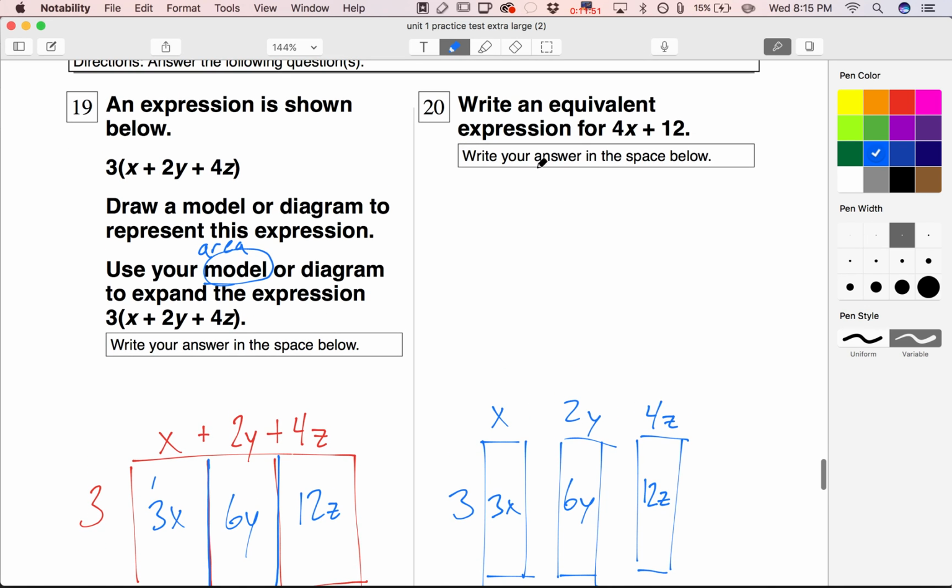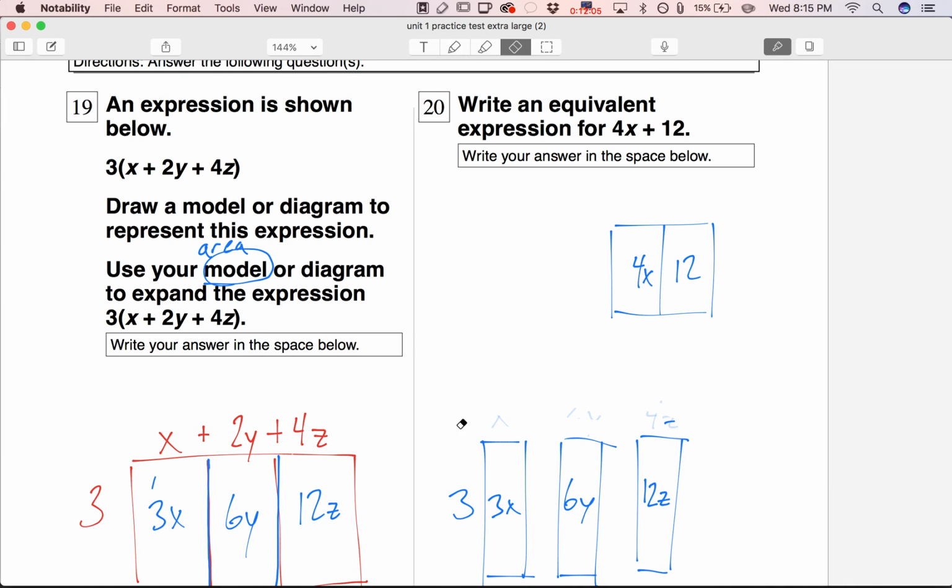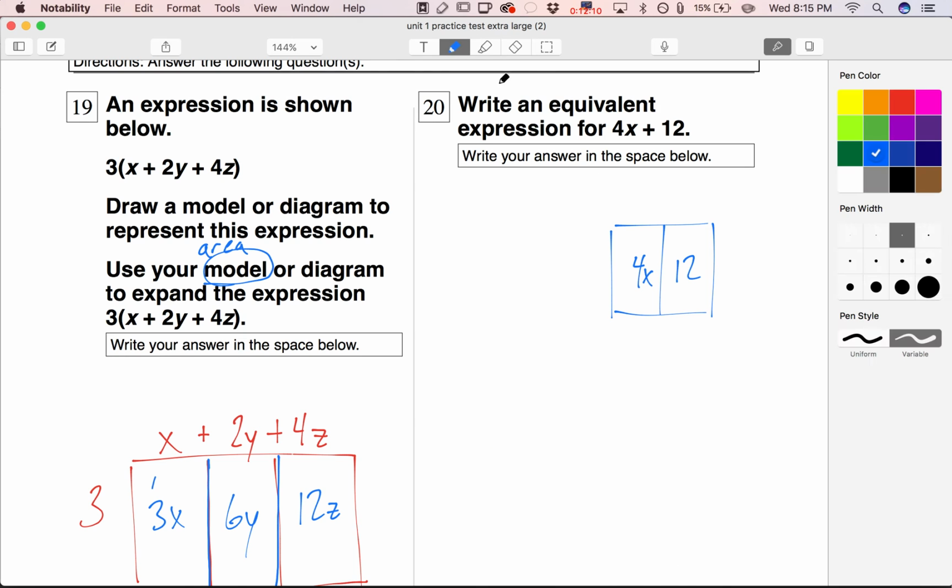Write an equivalent expression for 4x plus 12. So this is still using the area model here. You have to just remember that it actually goes on the inside. So we did a worksheet like this in class, and you are factoring this out. So what do 4 and 12 have in common? So you could take this slow and say 2, 2, this one was 4, 3, 2, 2, 3. So if I do 2 times 2 times 3, I get 12. If I do 2 times 2, I get 4.